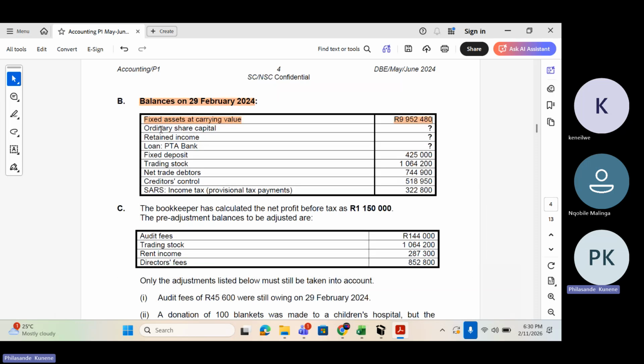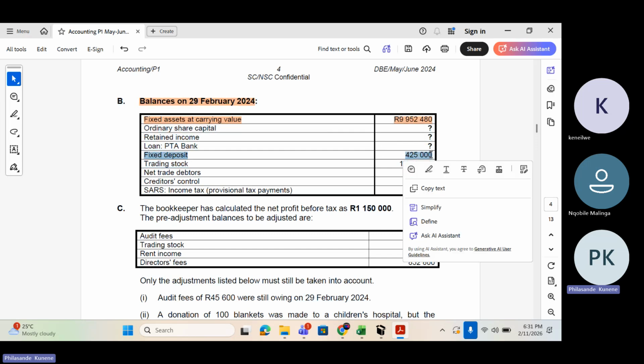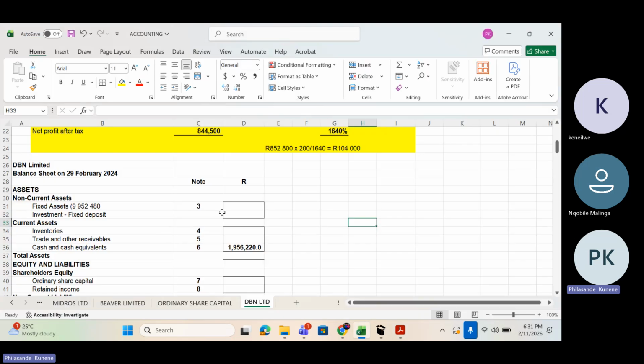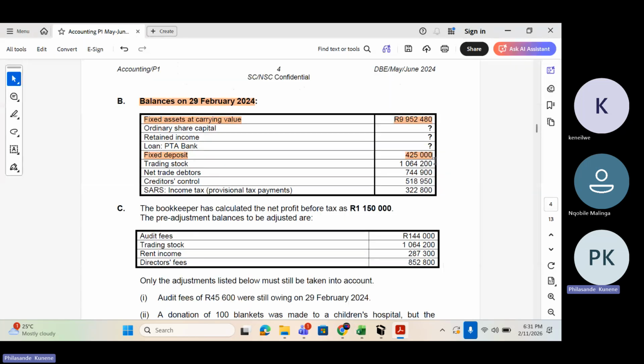Ordinary share capital, they didn't give us. Retained income, they didn't give us. Loan, PTA Bank, they didn't give us that. But when it comes to the fixed deposit, we do have how much there? 425,000. So what am I going to do with my fixed deposit? I need to take it to here. We're having 425,000 rands. Can you see this one? Because these were balances that were provided, we don't know whether we still have to adjust them or not.